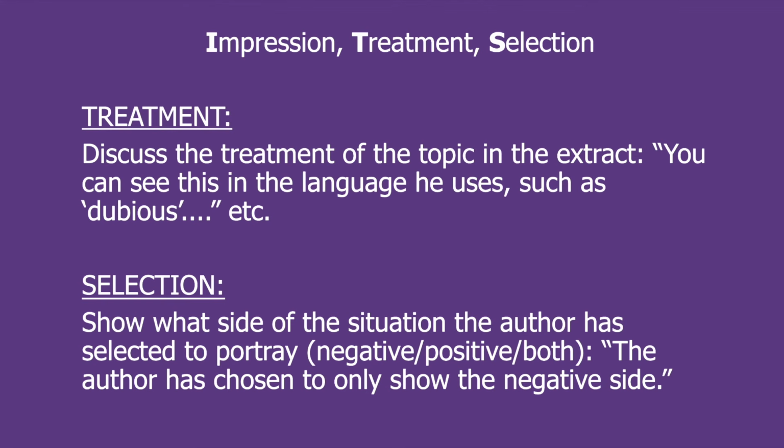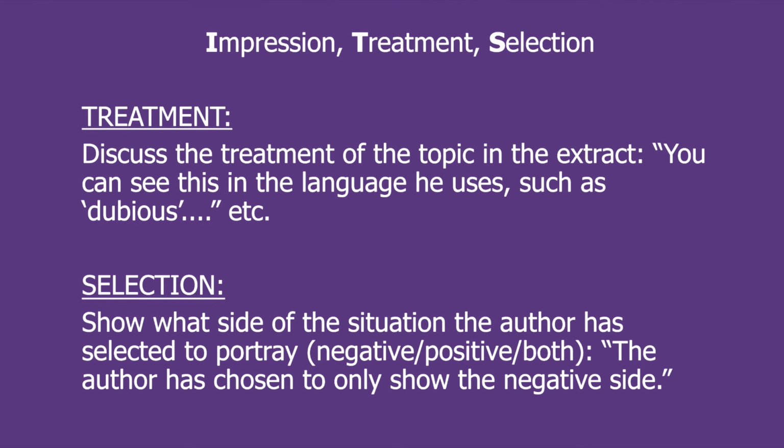So previously we said that the author gives the impression that the Nazi policies weren't effective, and something along those lines. So you can provide additional information. You must provide additional information about how he discusses that topic in his extract. So, for example, you can see this in the language he uses, such as dubious, etc.